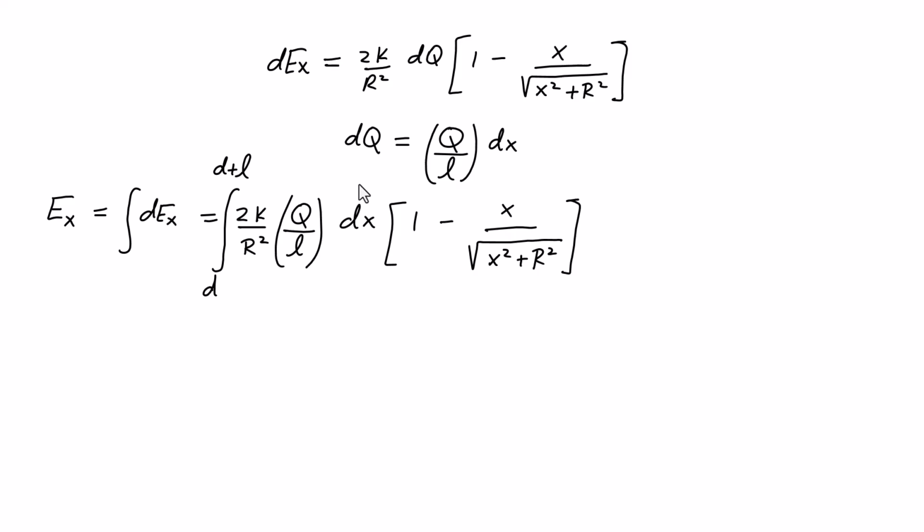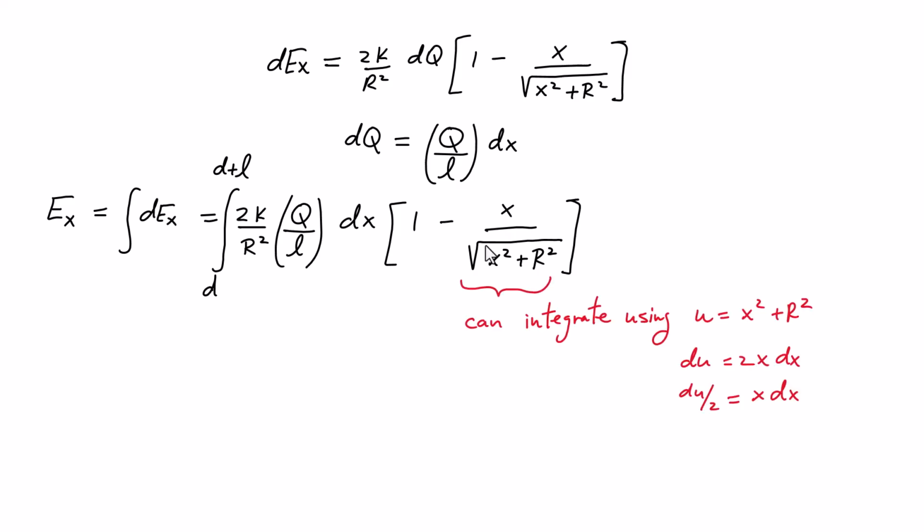And now x goes all the way from d, that's the closest disk to me, going to the farthest disk, which is d plus L. Okay, and I have to integrate this expression. Now the first one here is pretty straightforward. That's an easy integral because all these other terms here are constant values. This second one right here, well, guess what? This second one you can do by using a u du substitution. That seems to be the theme of the day right here.